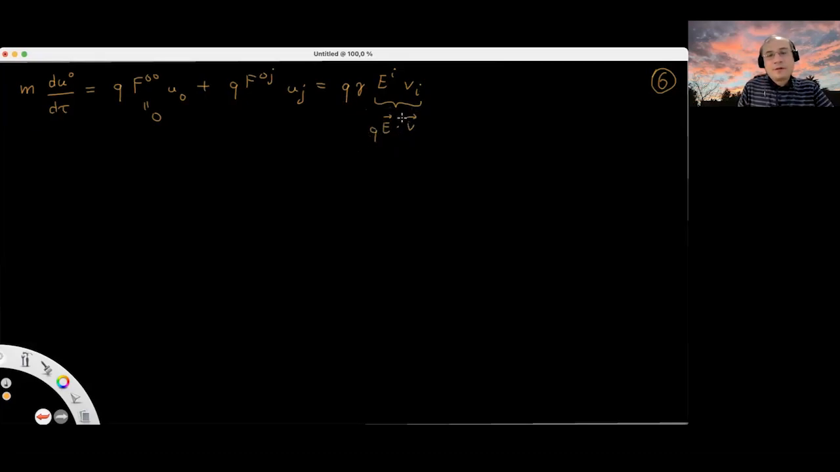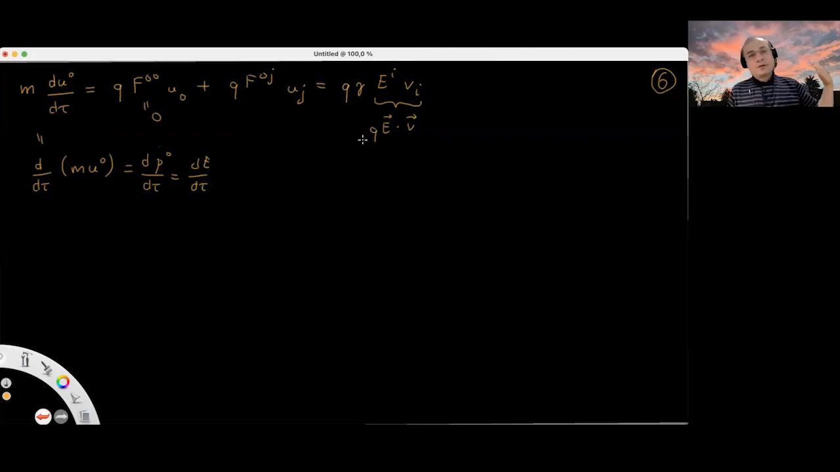And this thing here is nothing else but the work performed by the electric field on this charge, or the energy gained. Because this thing here, on the other hand, is just d over dτ, assuming that the mass is constant, of m times u⁰. And that's just the change of the zero component of the four-momentum. And that's basically the change of the energy in time.